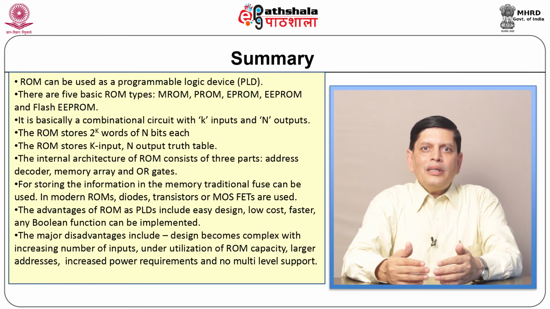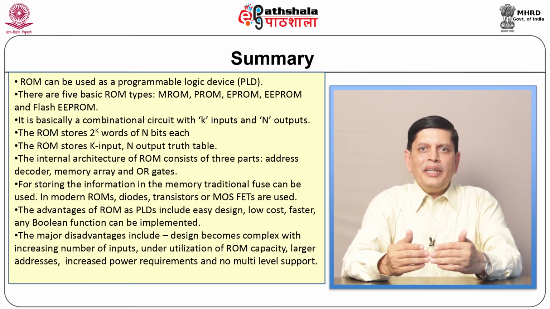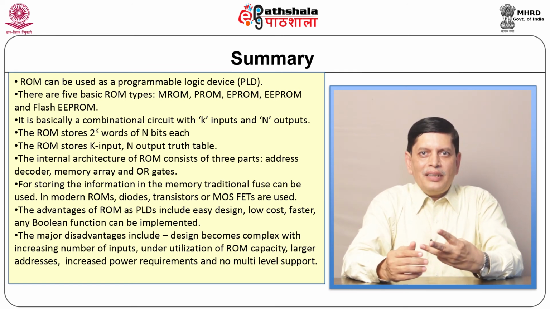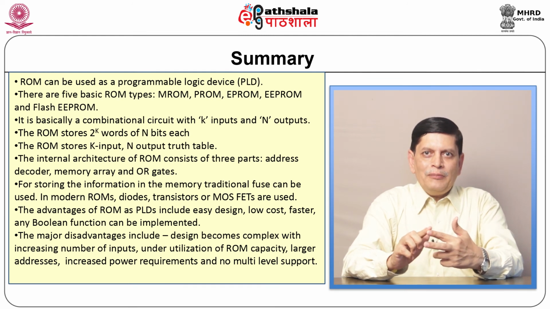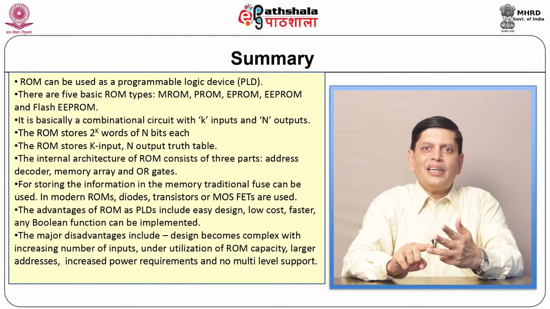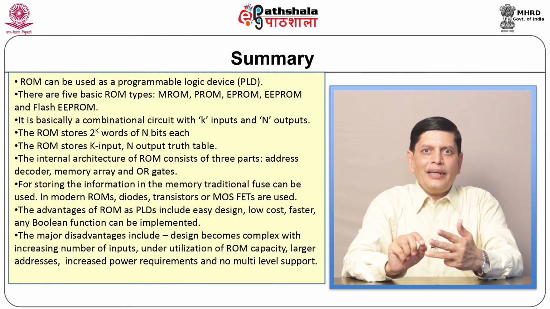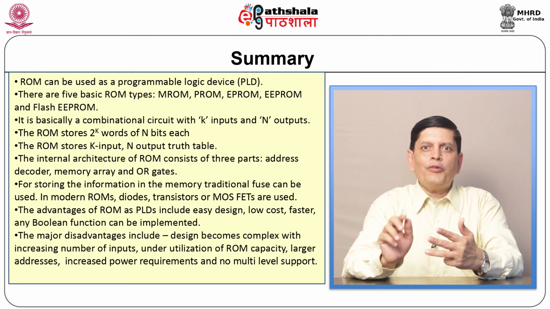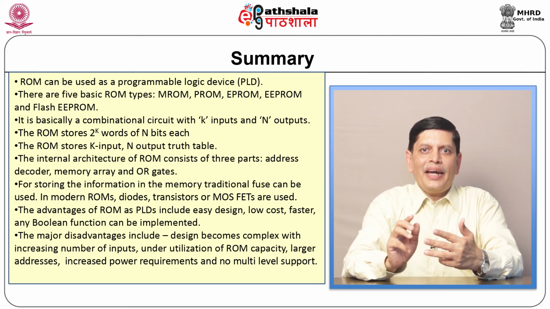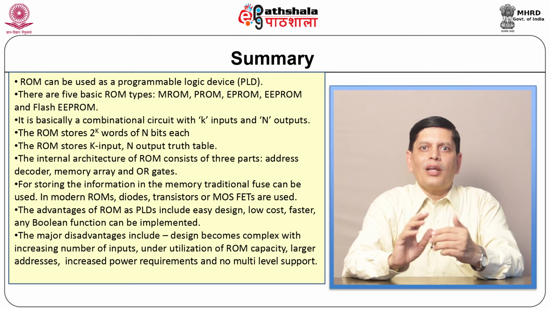When we talk about the internal structure of the ROM, it consists of 3 major parts. The first one is the address decoder, the second one is the array matrix, and the third one is the array of OR gates. In addition to that, we need some kind of fusible links which decide the connections between rows and columns.